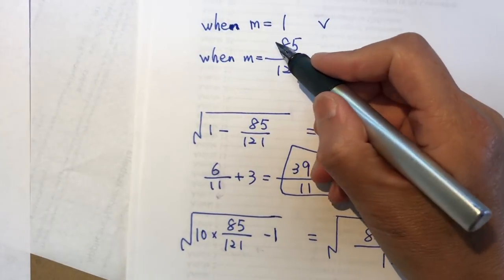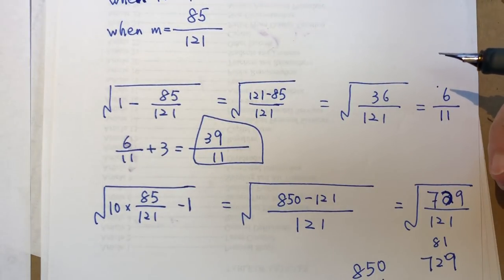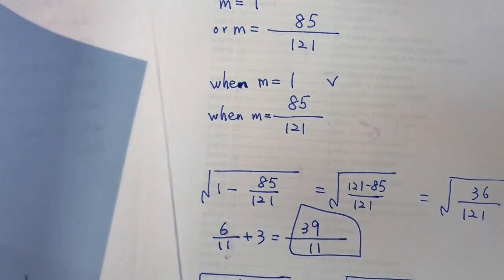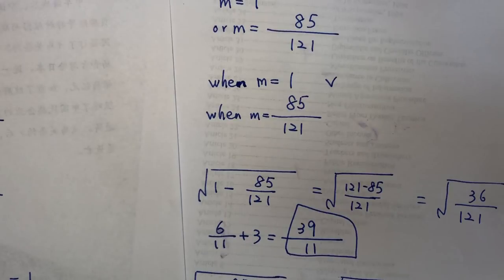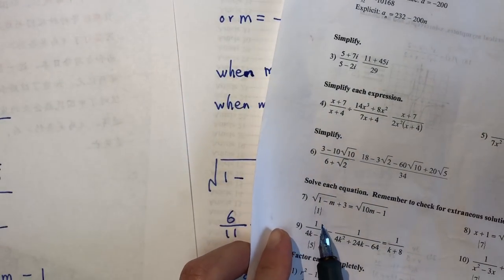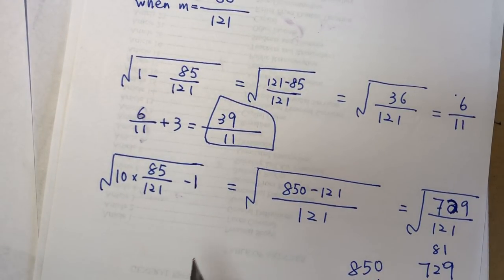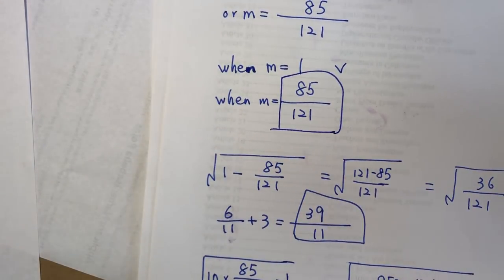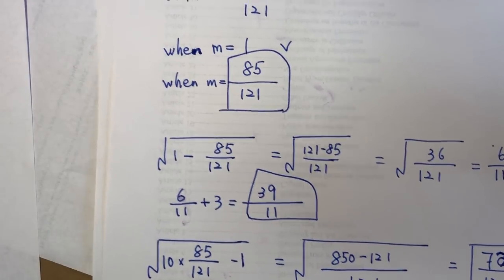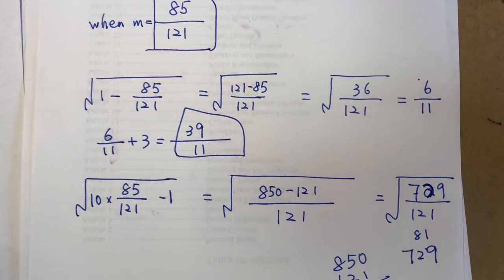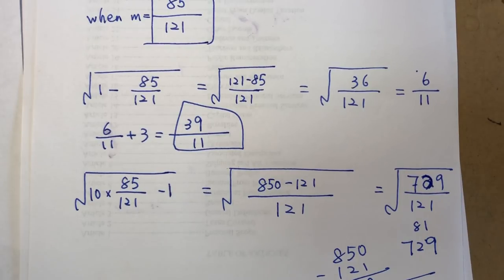So the answer is only m equal to 1. The other one doesn't work. Let me see if I'm right. I feel suspicious. Ooh, I am right. Yes, the answer is 1. Sometimes I need to prove it. So the other one is extraneous. It's just not right. So the answer is m equal to 1. Okay, thank you very much.